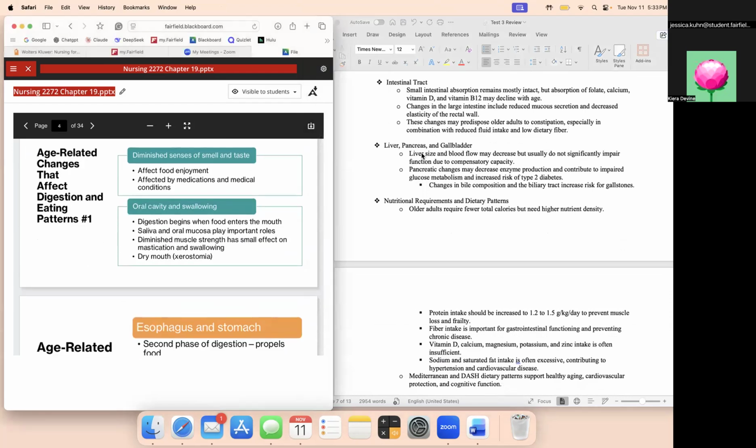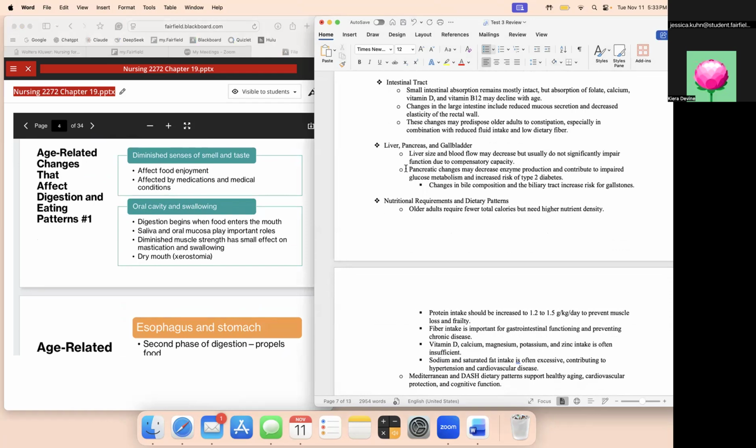For the pancreas, liver, and gallbladder, the liver size and blood flow may decrease, but that shouldn't significantly impair it a whole ton because it does compensate. Pancreatic changes may decrease enzyme production and continue to impair glucose metabolization, which can increase the risk for type 2 diabetes. Changes in the bile composition in the biliary tract increase risk for gallstones.